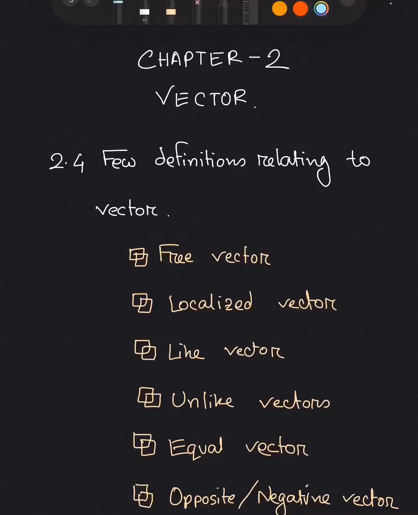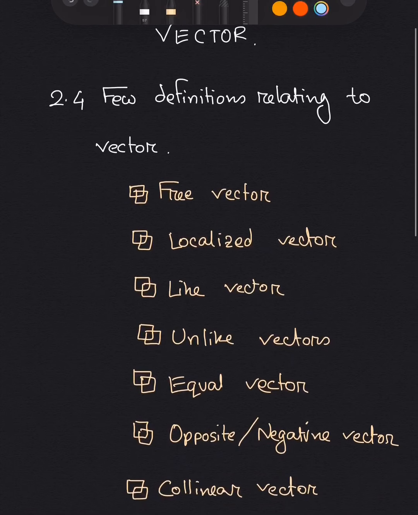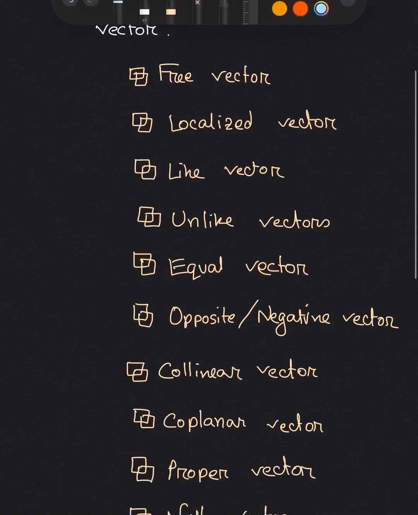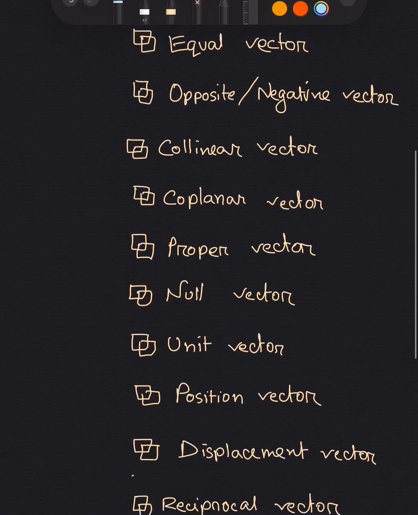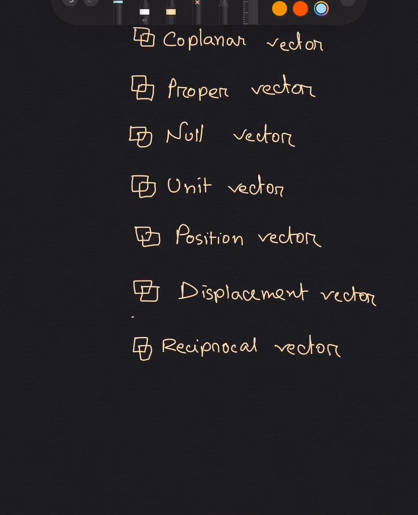2.4 Few definitions relating to vector. In this lesson, we will learn about different types of vectors. We will learn about free vector, localized vector, like vector, unlike vector, equal vector, opposite or negative vector, collinear vector, coplanar vector, proper vector, null vector, unit vector, position vector, displacement vector, reciprocal vector. All these vectors are mentioned in our curriculum book.